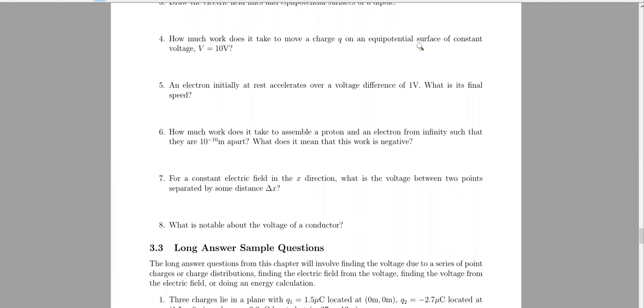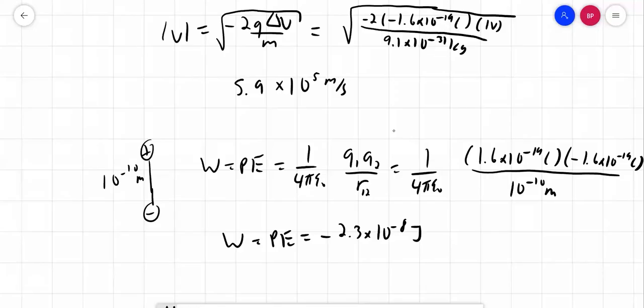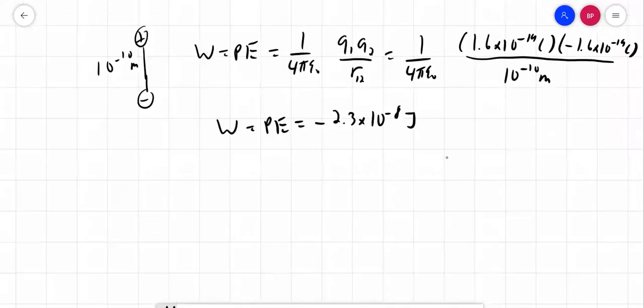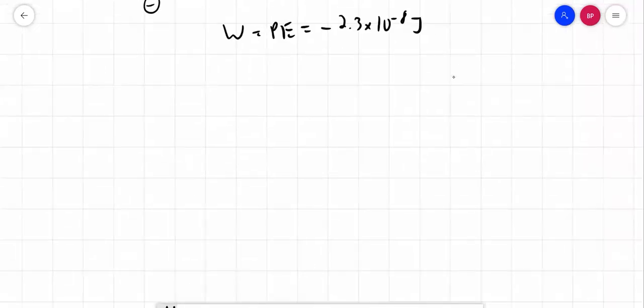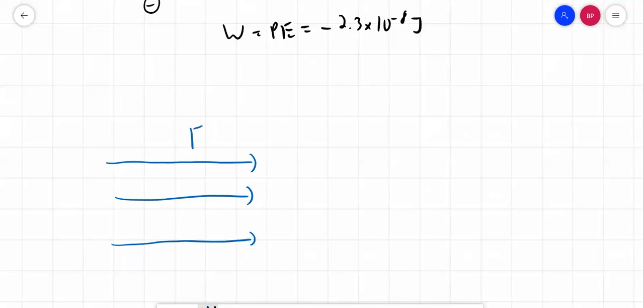Okay, for a constant electric field in the x direction, what is the voltage between 2 points separated by some distance, delta x? All right, so we have some constant field here in the x direction. So this is our electric field. And we want to know the potential difference between 2 points along the x direction, some delta x apart.